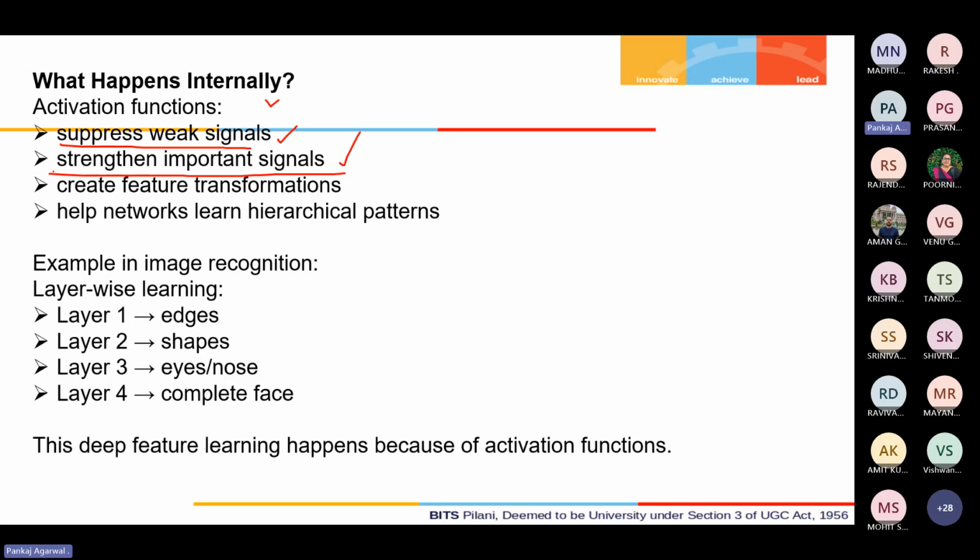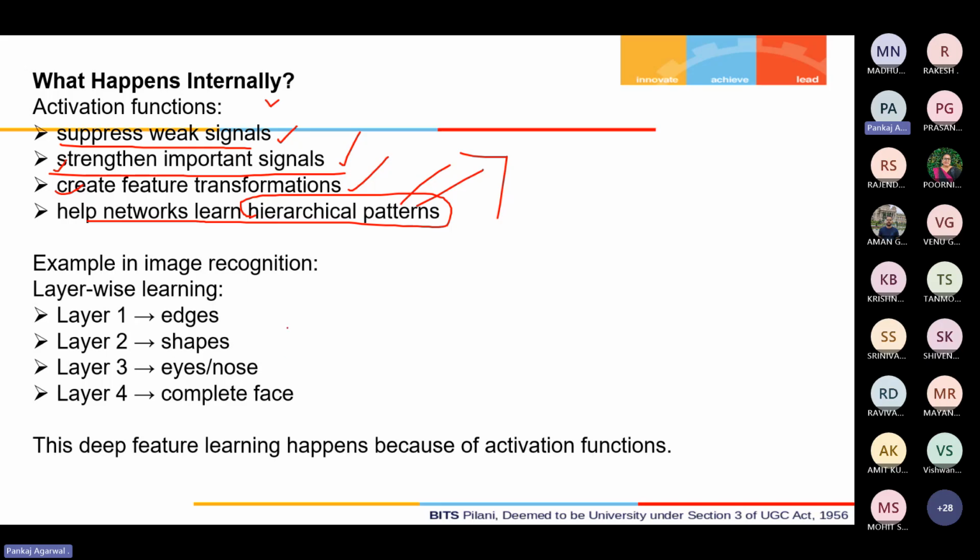Similarly, that is the case of strengthening. In some cases I might want to suppress some weak signals. I have to create feature transformation, which I've already talked about, to help the neural network learn hierarchical patterns. There are different kinds of patterns that I would like to learn, not only hierarchical; there can be other complex scenarios or patterns that I would like to learn.